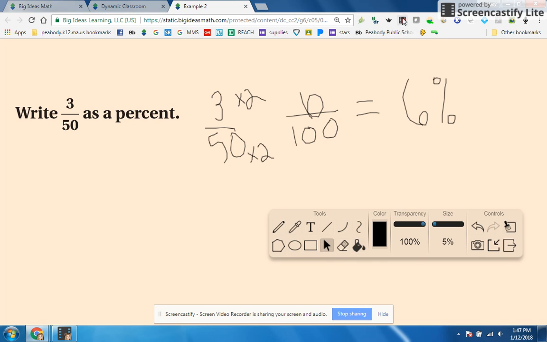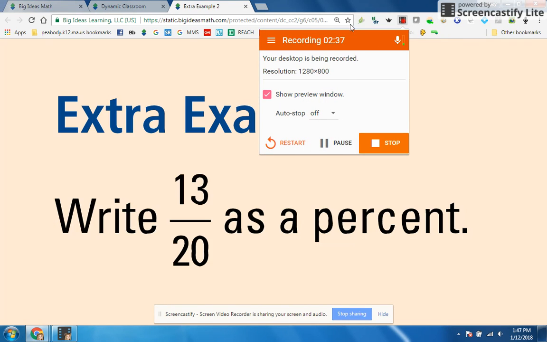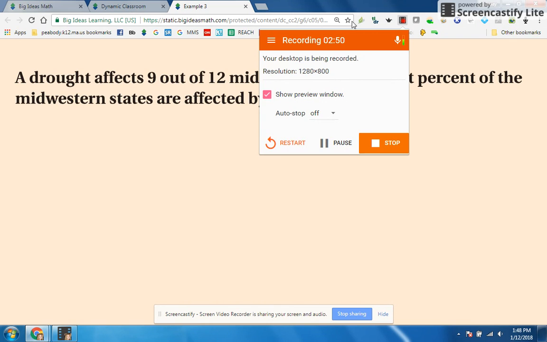Okay, so 3/50 is 6% when you write a fraction as a percent. So let me give you one of these to try. I'm going to have you pause and do this one on the back of your notes. You want the denominator to be 100. So figure out what you would multiply 20 by and multiply 13 by that. Then your numerator becomes your answer.